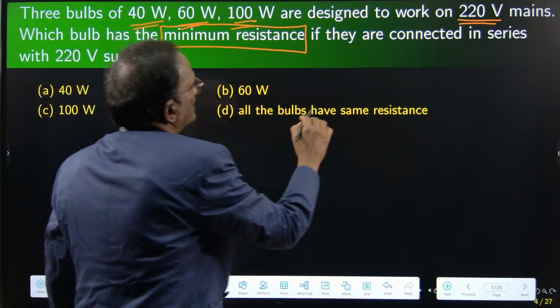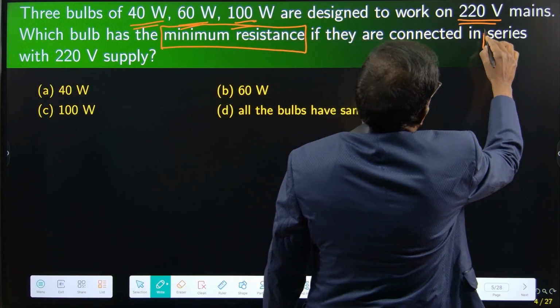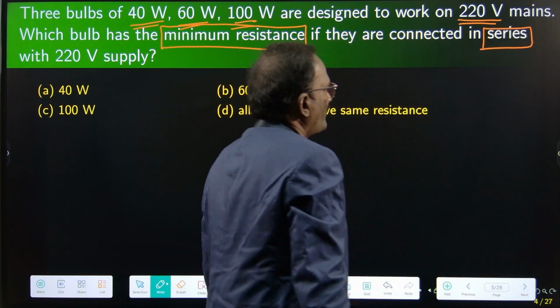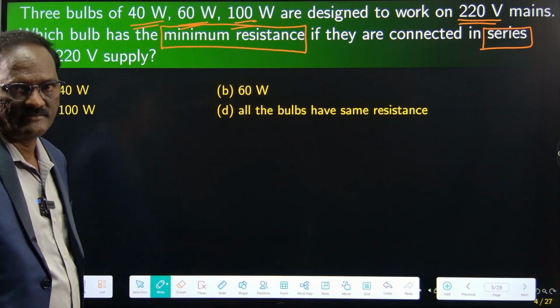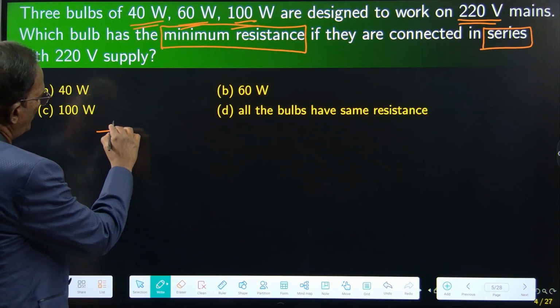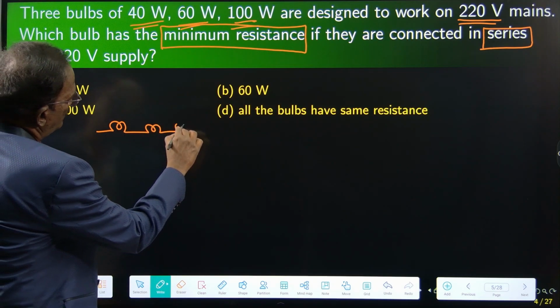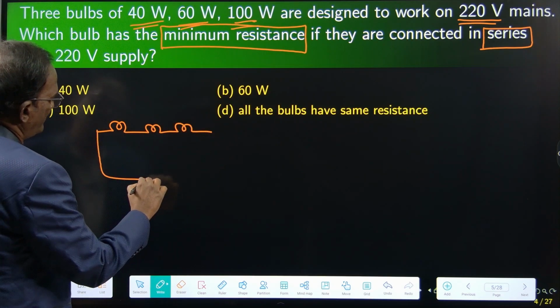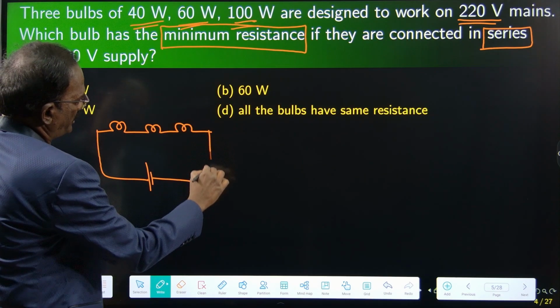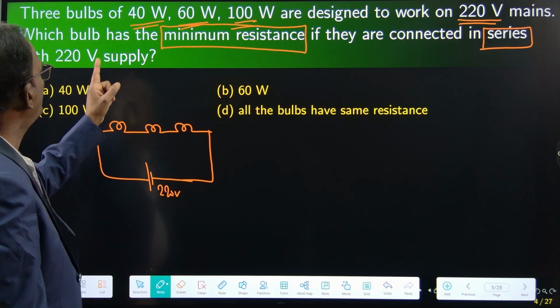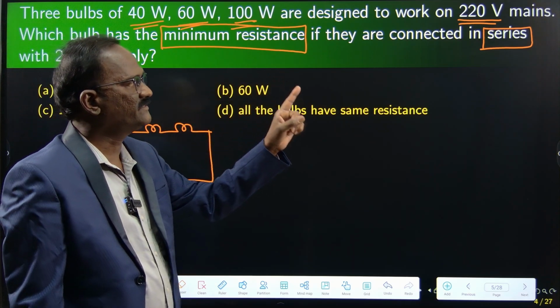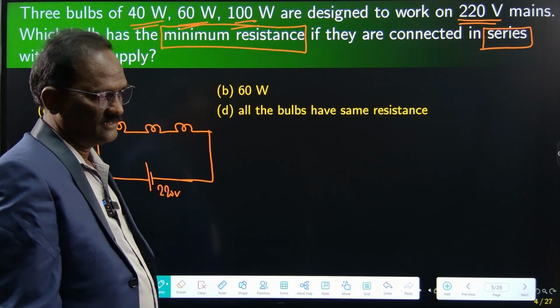Which bulb has the minimum resistance if they are connected in series with the 220 voltage supply? Bulb 1, bulb 2, bulb 3, we are connecting with 220. Which bulb has the minimum resistance if they are connected in series?